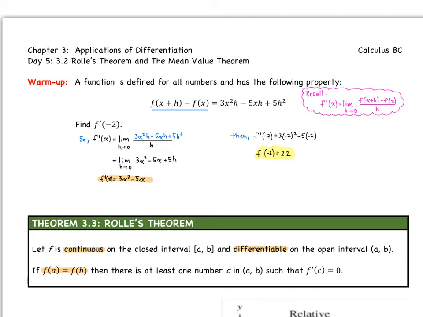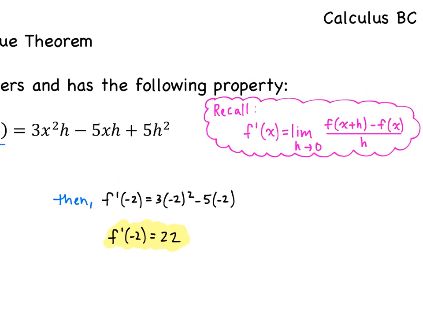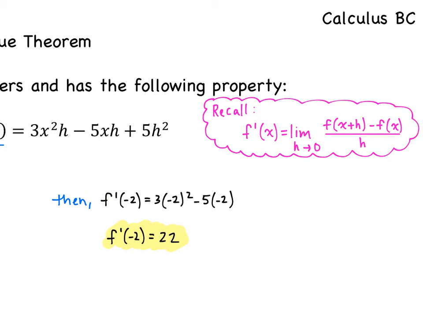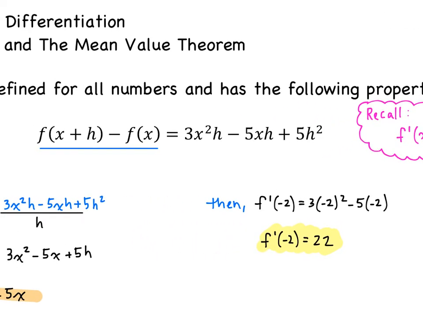So what I want you to do really quickly is recall that the definition of a derivative is this limit as h approaches 0 of f of x plus h minus f of x all over h. So that first part right here, that's the numerator of our limit. We're going to use that fact and the derivative to continue on.